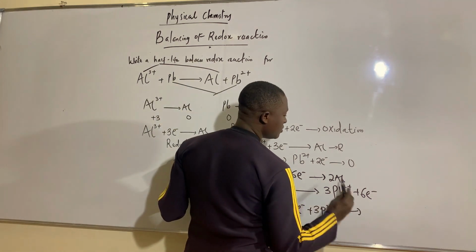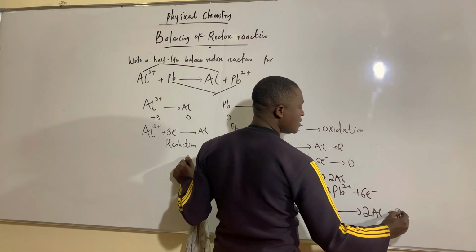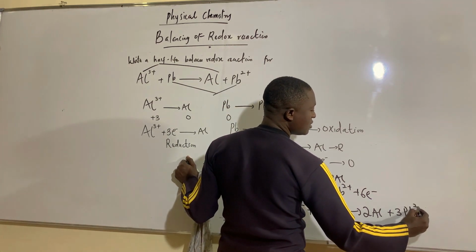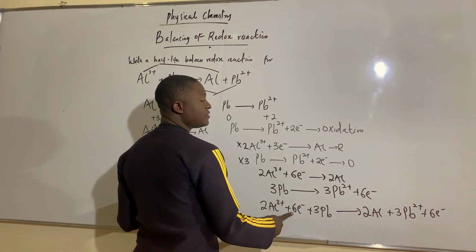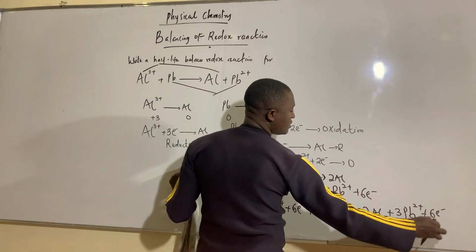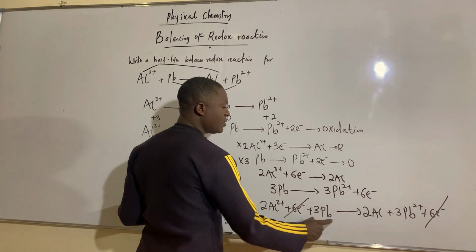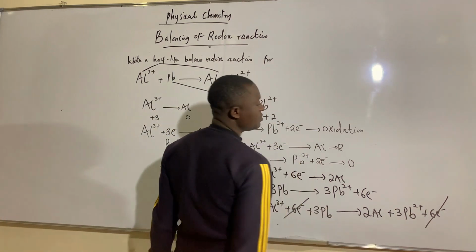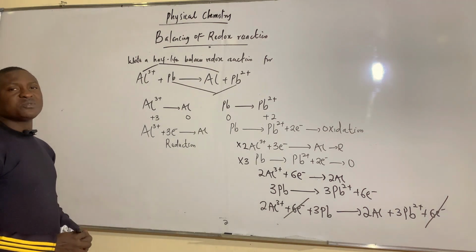Then for the product side, we have 2Al plus 3Pb2+ plus 6e-. So you can see here we have 6 electrons. Can you see that? Here we have 6 electrons. They can cancel each other. So if they cancel, we are left with 2Al3+ plus 3Pb giving 2Al plus 3Pb2+. That's all about that one. Then let's solve more examples.